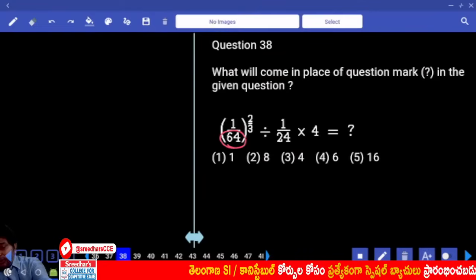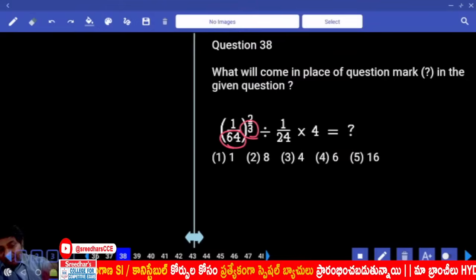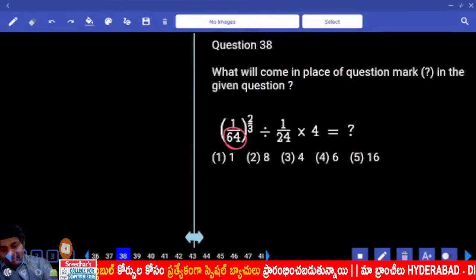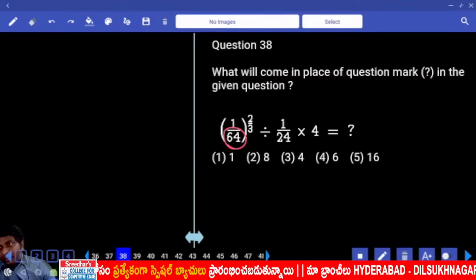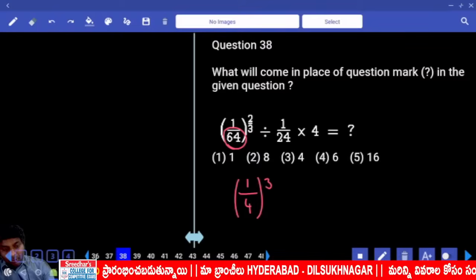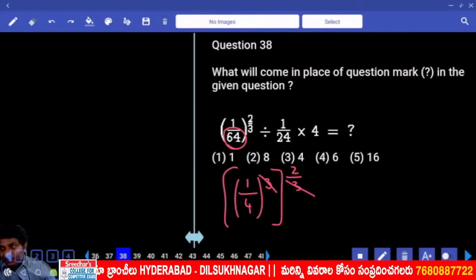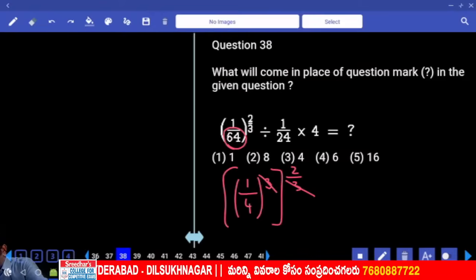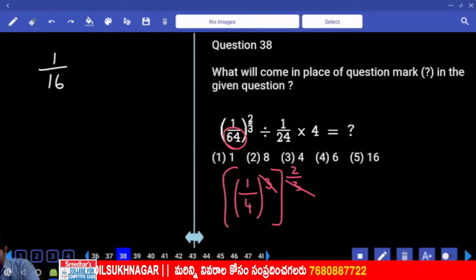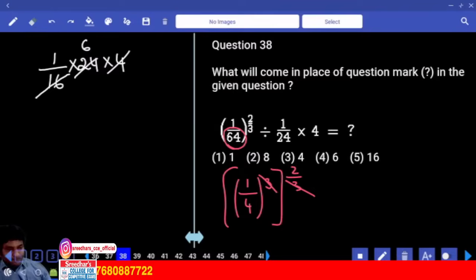Denominator 64. When you look at the exponent, 2 by 3, we have a fraction, denominator is 3. So identify this number as a cube. 4 cube. So then 1 by 4 whole cube to the power of 2 by 3. 3 gets cancelled. And now you'll have 1 by 4 whole square only. 1 by 16. Divided by 1 by 24 can be written as into 4. Answer.